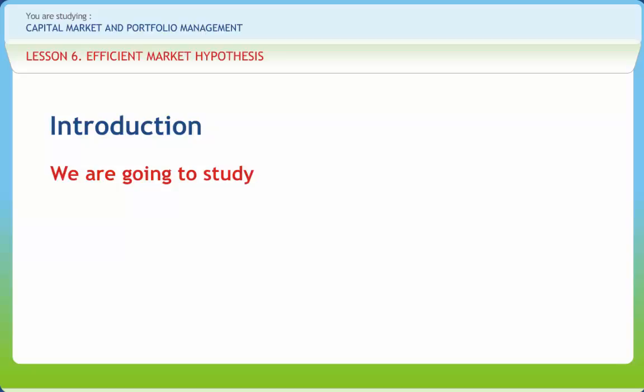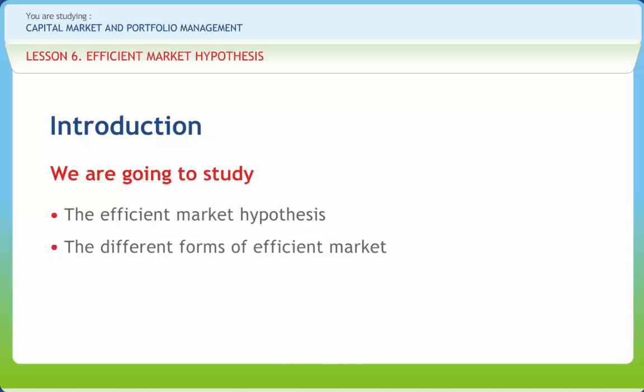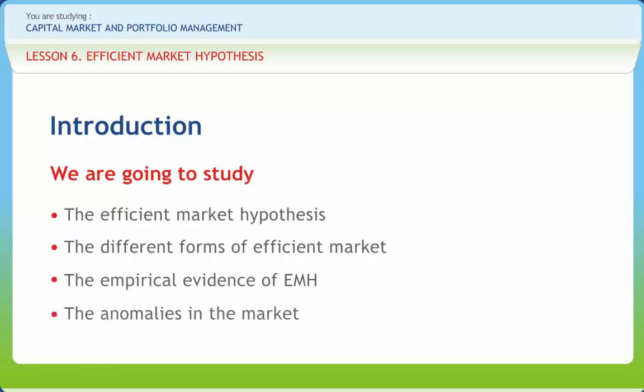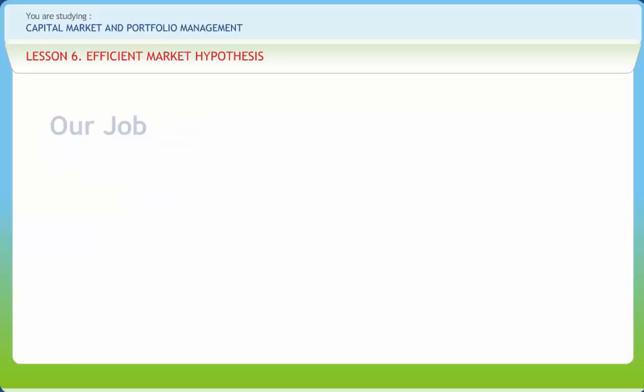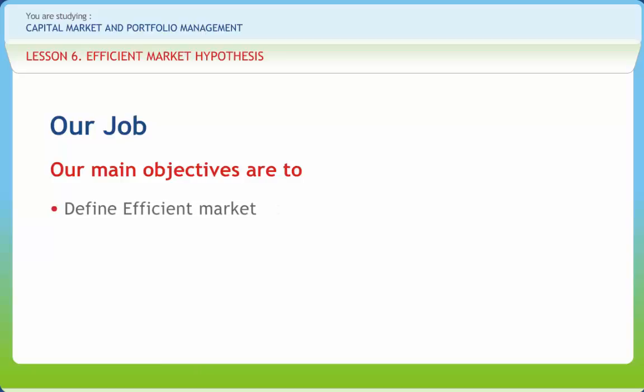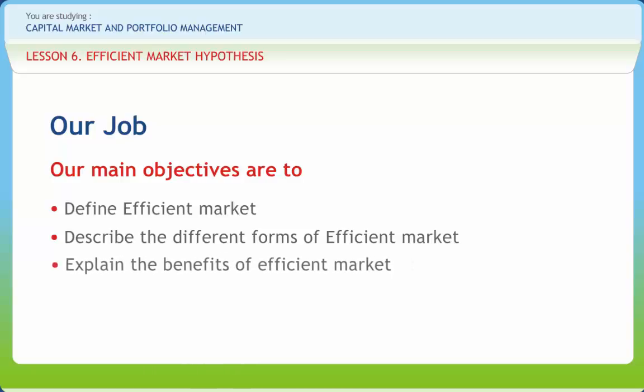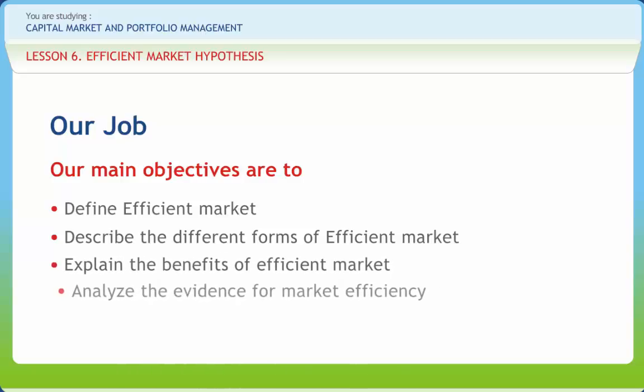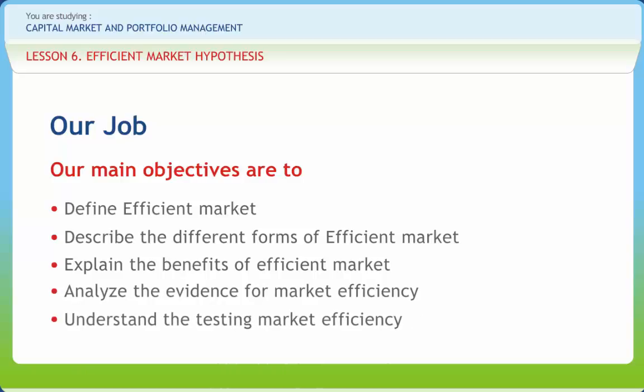In this lesson, we will discuss the efficient market hypothesis, describe the different forms of efficient market, explain the empirical evidence of EMH, and describe the anomalies in the market. After going through this presentation, you should be able to define efficient market, describe the different forms of efficient market, explain the benefits of efficient market, analyze the evidence for market efficiency, understand the testing of market efficiency, and describe the anomalies in the market.